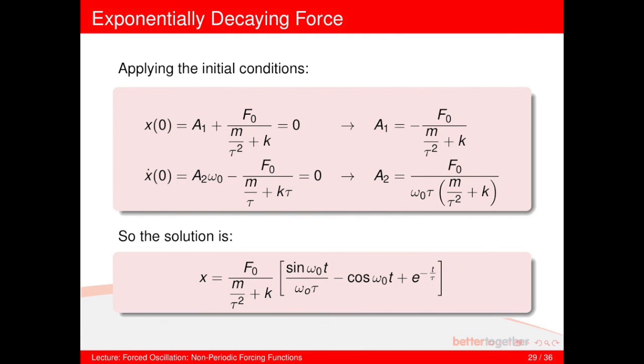So that's the solution. You can see it's a sinusoid, because you've got a sine and a cosine. You've got a decaying exponential, and that sinusoid multiplied by the decaying exponential has got a certain amplitude, which depends upon what tau is.